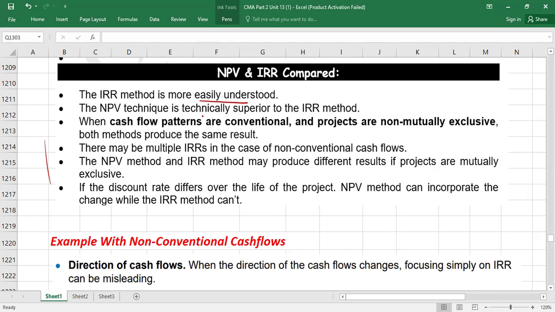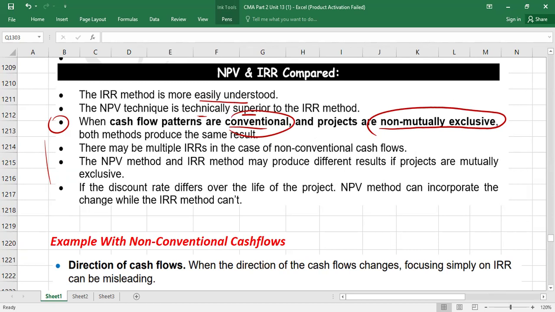Second, the NPV technique is technically superior. I told you whenever there is a conflict between NPV and IRR, preference will be given to net present value. Now this is an important point. When cash flow patterns are conventional, I told you, like you have one investment and that investment is followed by a series of cash inflows, and projects are non-mutually exclusive. So two words are important here: cash flows are conventional and projects are non-mutually exclusive.